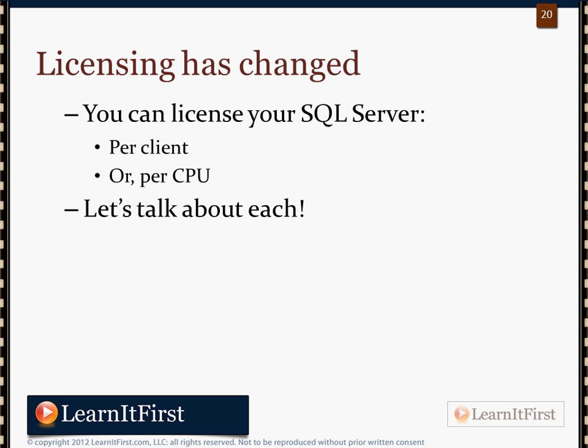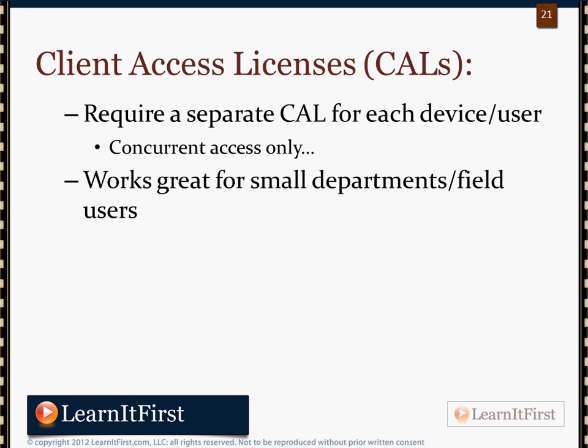You can buy a license per client, or you can buy a license per CPU. Let's talk about the client side first. These are called CALs, Client Access Licenses. It requires a separate CAL for each device or user that is concurrently accessing the server. Let's say you have John and Mary, and they each have one device, their laptop computer.